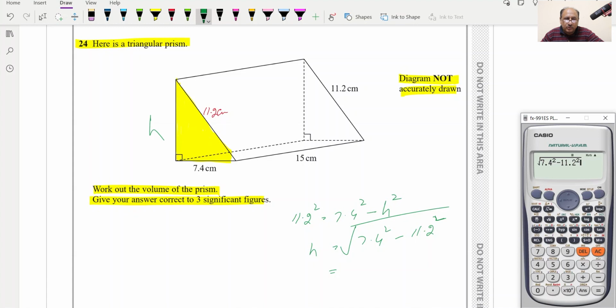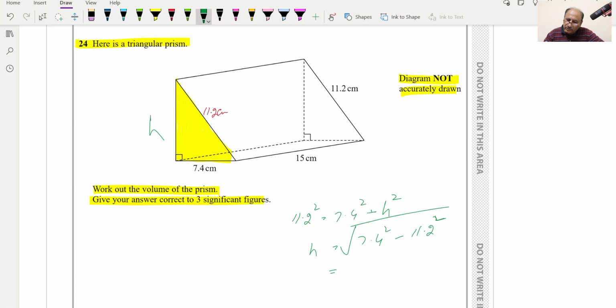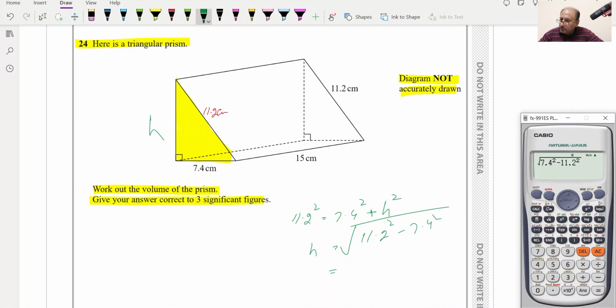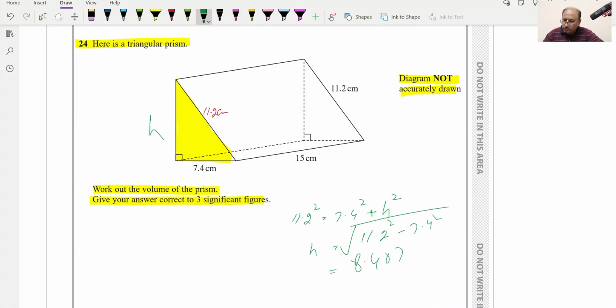7.4 squared. No, it should be, we have done a mistake. This should be basically plus, and this should be 11.2 squared minus 7.4 squared. So now we can rewrite it as 11.2 squared minus 7.4 squared, and this is equal to 8.407, and this will be area of triangle will be what?